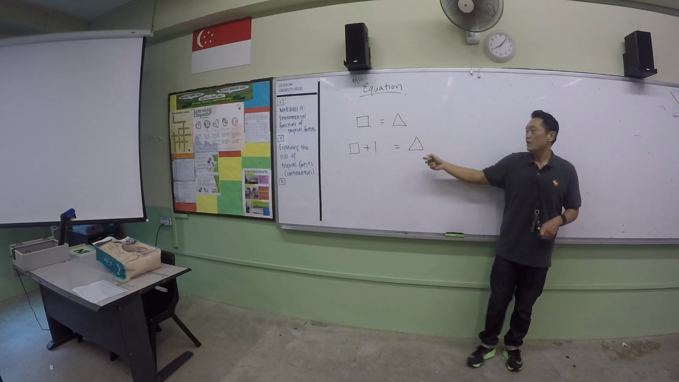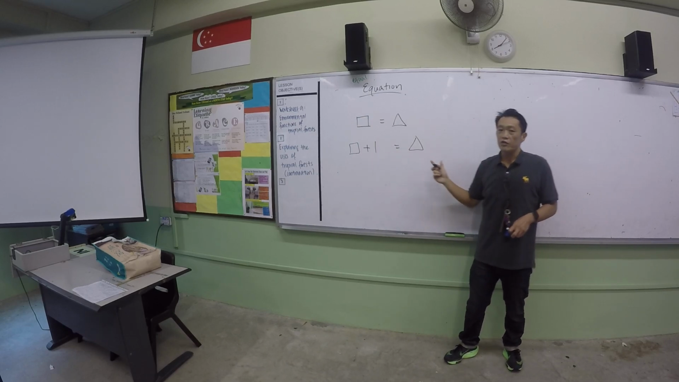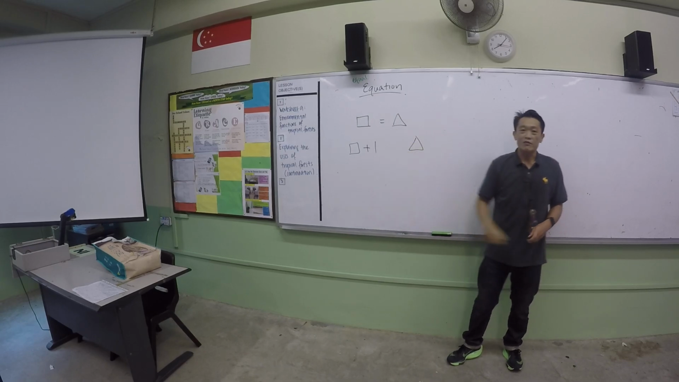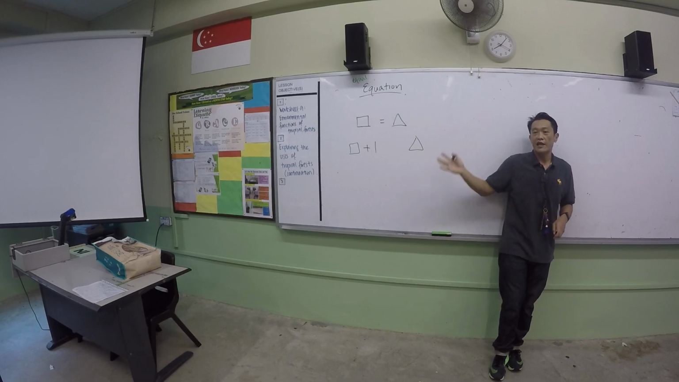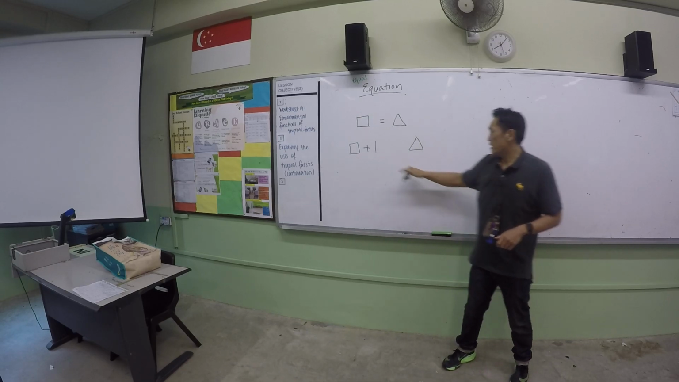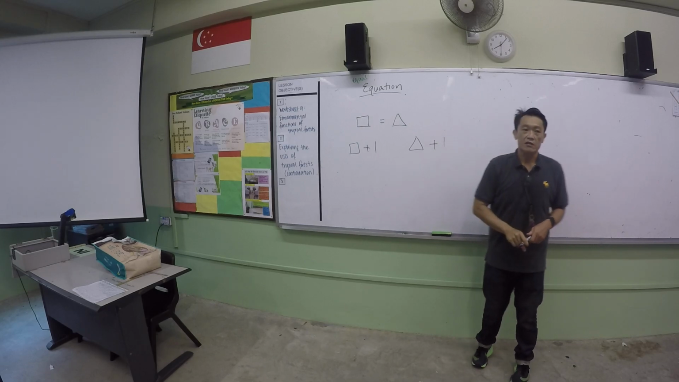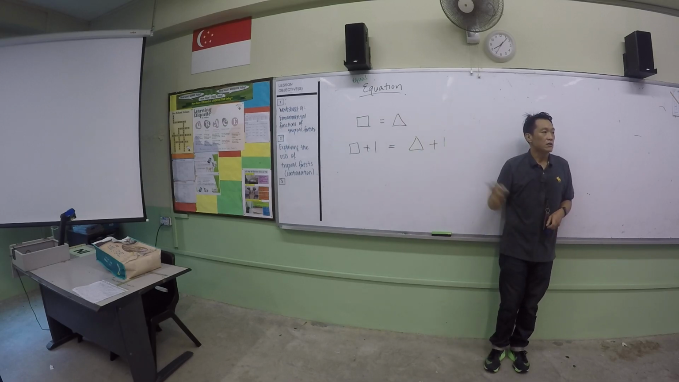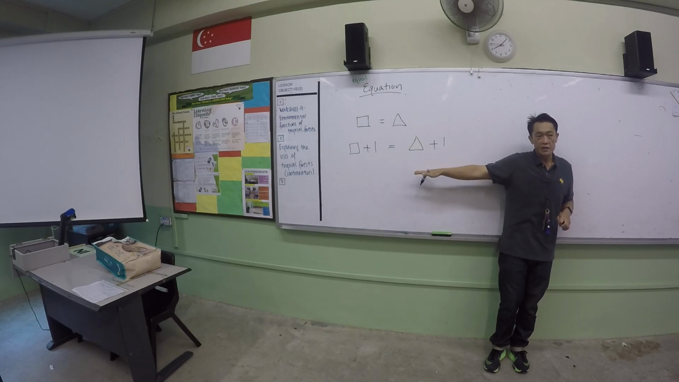Then I add 1 already. Now the left and right, they are no longer the same. I shouldn't put the equal sign. Now I ask you, can I put the equal sign? Cannot, because they are no longer the same. For the left and the right to be the same, whatever I do on one side, I must do the exact same thing. Then I can say that left and right are still equal, still the same. That is the very core idea of equation.